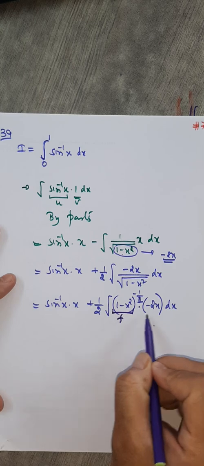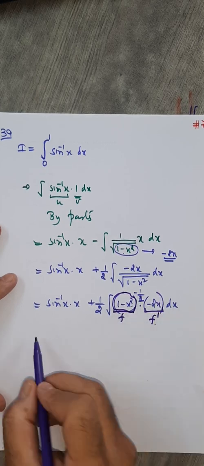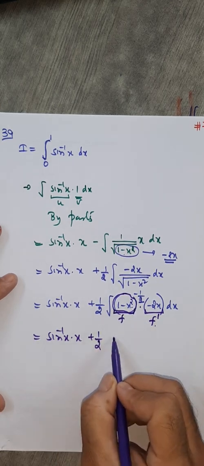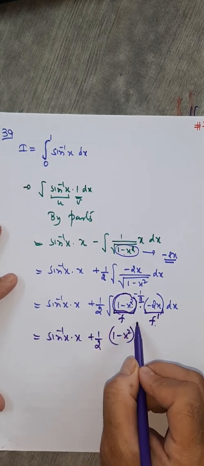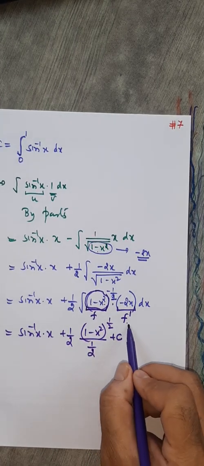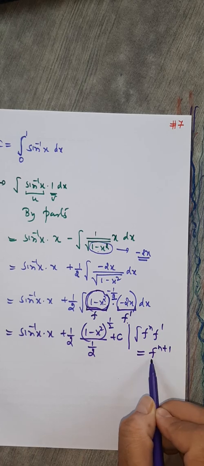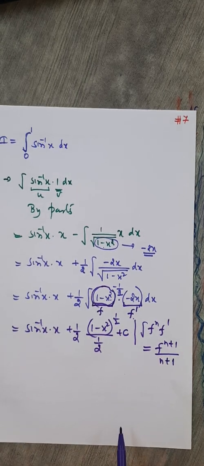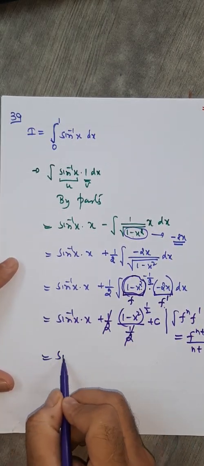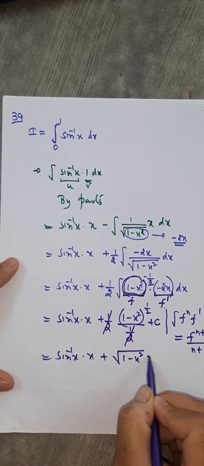Now this is f and this is f dash. This much only is f, remember. So raise the power by 1 here. So 1 by 2 as it is, you raise the power by 1. 1 minus x square to the power 1 by 2 upon 1 by 2, plus c. Which formula have I used? The integral of f raised to n into f dash equals f to the power n plus 1 upon n plus 1. Fine, that's what I've used. So this will get cancelled. So this is the indefinite integral: root of 1 minus x square plus c.